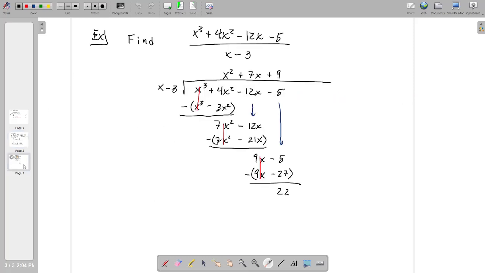And it should also make sense logically. The next thing that we would want to ask ourselves is, what can we multiply times x to give us 22? Well, nothing really. Nothing that would be a polynomial anyway. You would have to divide by x, which we're not going to do. So we just leave this alone and we say, well, this is going to be this quotient, x squared plus 7x plus 9, plus our remainder, 22, divided by our divisor, x minus 3.